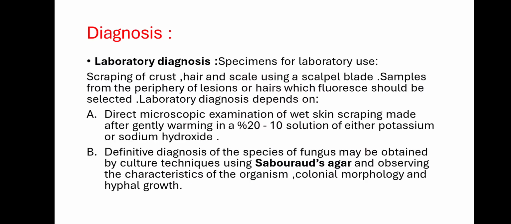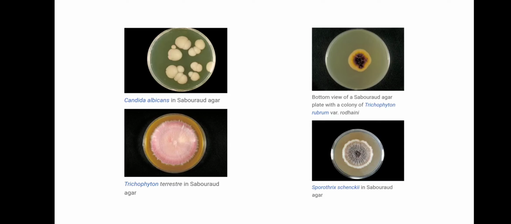Laboratory diagnosis: specimens are scrapings of crust and hair. Use direct microscopic examination of skin scrapings made after gently warming in a 10 to 20% solution of either potassium or sodium hydroxide. Definitive diagnosis is by Sabouraud agar and observing which type of fungi is in this animal. The different fungi grow on the Sabouraud agar and make different colonies.